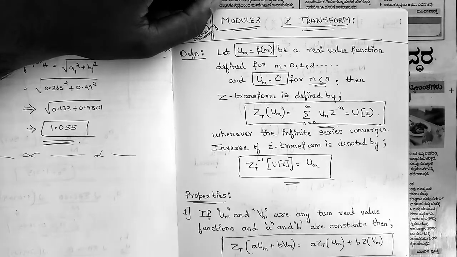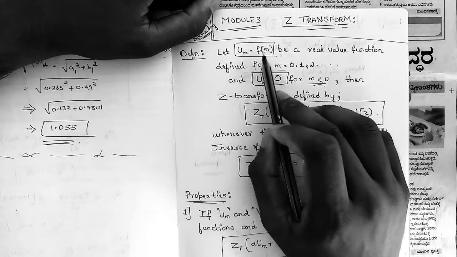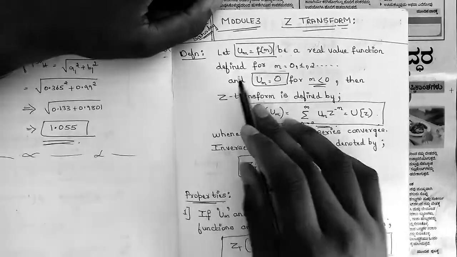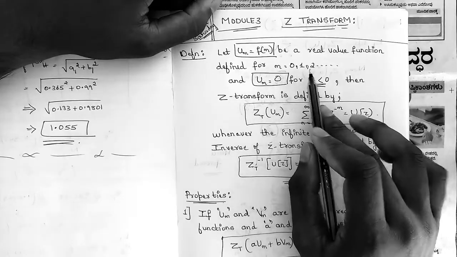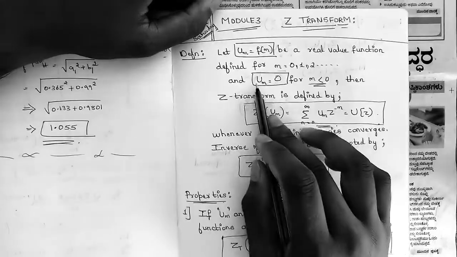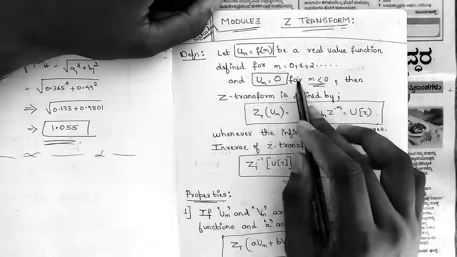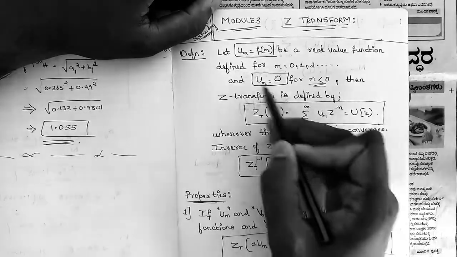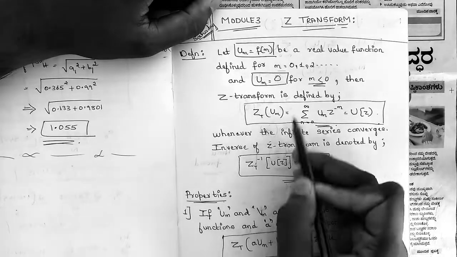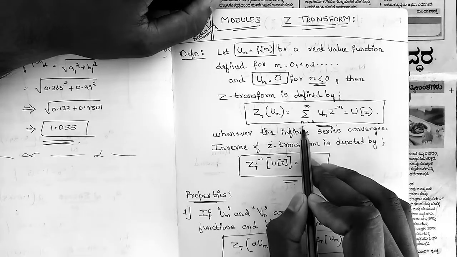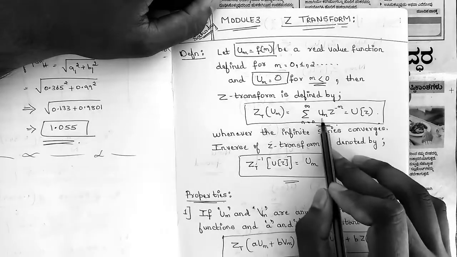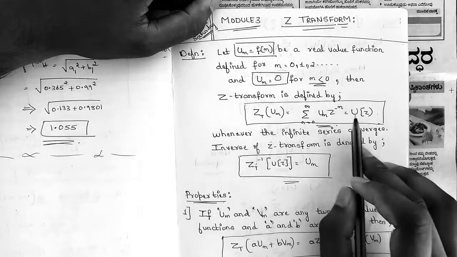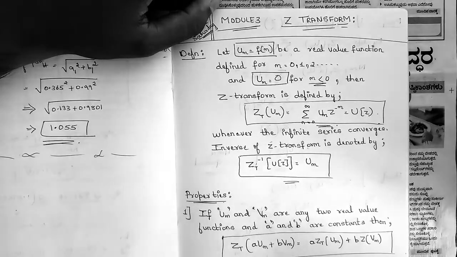So what does the definition say? Let u_n = f(n) be a real value function defined for n = 0, 1, 2 up to infinity, and u_n = 0 for every n which is less than 0. Then the Z transform of u_n is equal to the summation from n = 0 to infinity of u_n z^(-n), which is equal to U(z). So this is basically the definition for a Z transform.